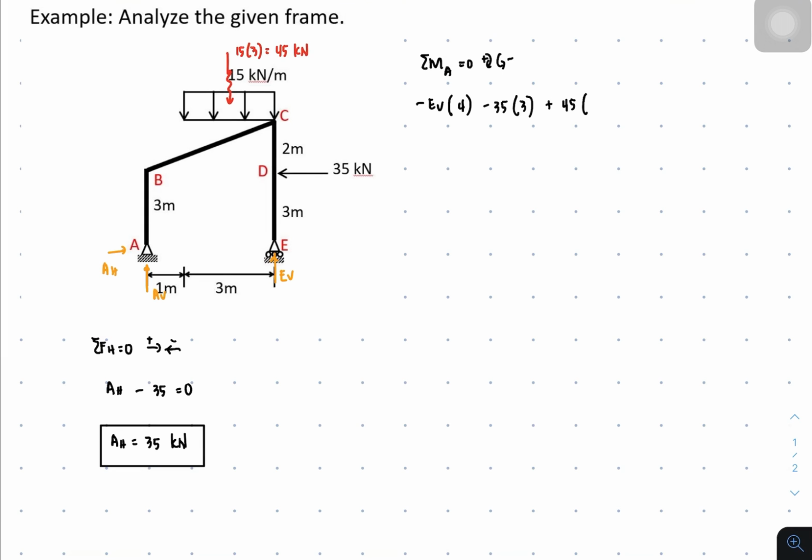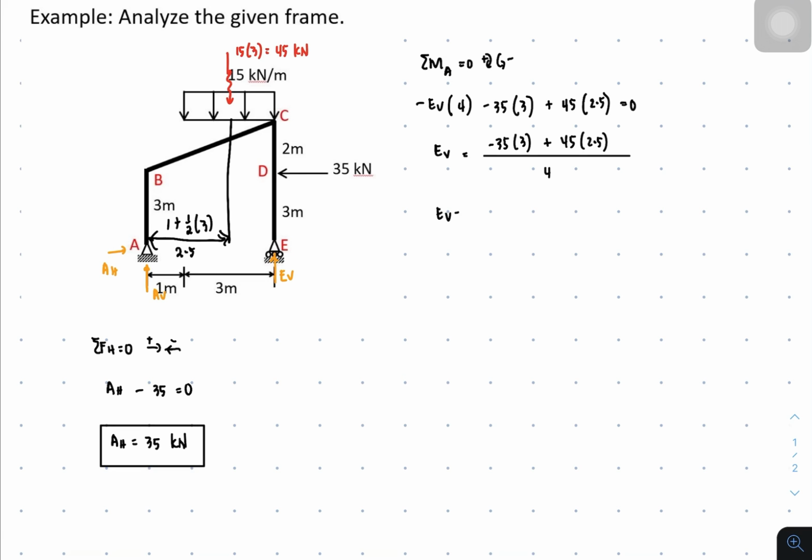The moment arm is here towards here. So this is basically 1 plus 1/2 of 3. So this is 2.5. And there are no other forces that will cause rotation about point A. And we're gonna transpose EV to the other side. It's going to become positive EV, and that's equal to negative 35 times 3 plus 45 times 2.5 divided by 4.